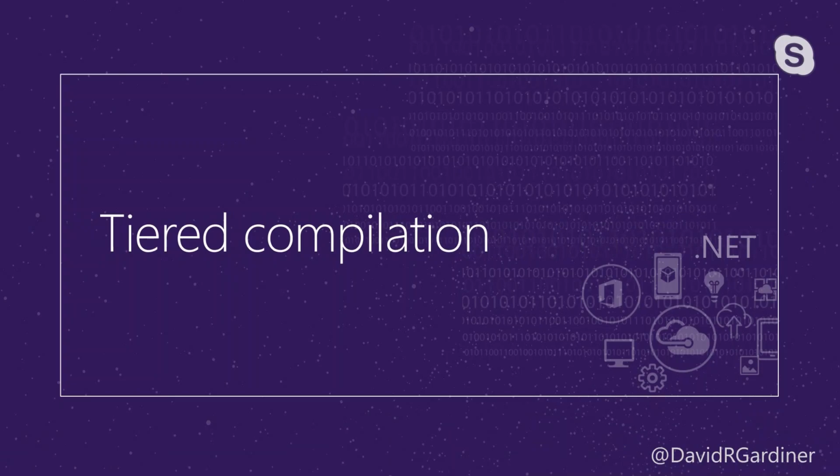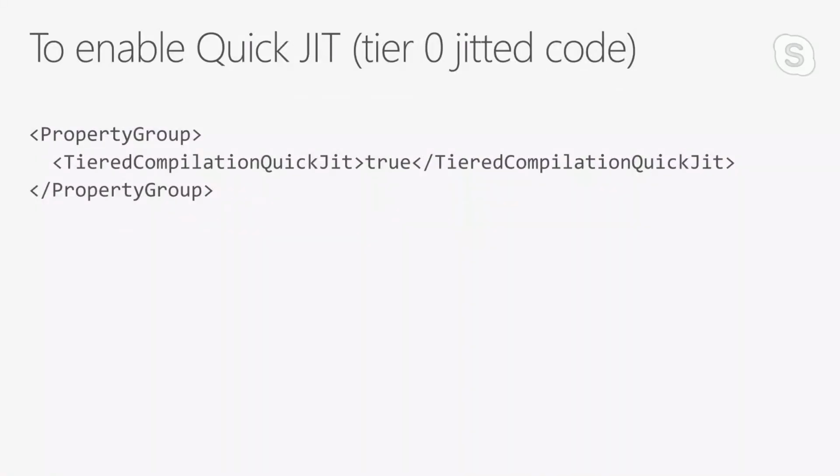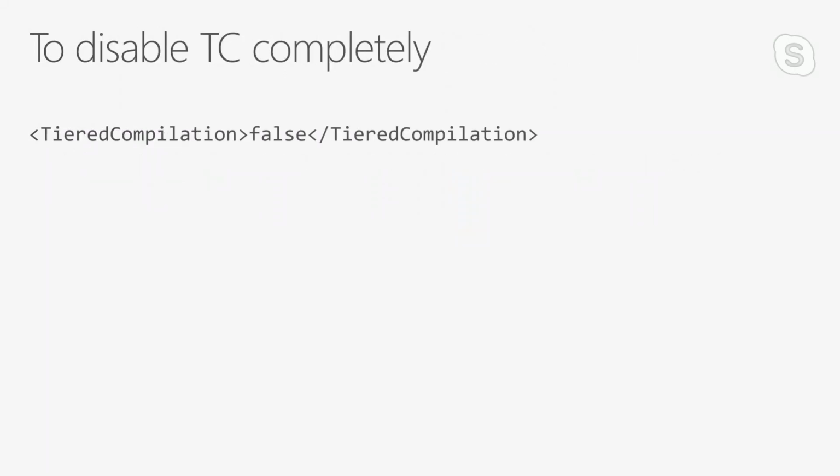The things to be aware of are that it's on by default, but you can change that. You can also opt in to enable the quick JIT for tier 0. The other thing is you might do some testing and discover that actually tiered compilation in your situation makes it worse. So you want to turn it off, and it's possible to turn it off by setting this property in your project or build script as well.